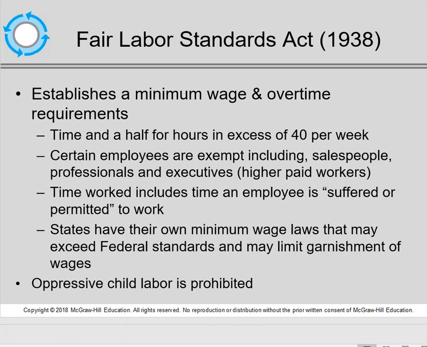Okay, the time worked in that 40 hours per week includes time the employee is quote-unquote suffered or permitted to work. So you get paid if you're voluntarily working to increase your knowledge, or on call, or for short rest periods. Finally, oppressive child labor is prohibited. That means no child under 14 can work, and if you're an older child than 14, you can't work in hazardous jobs.